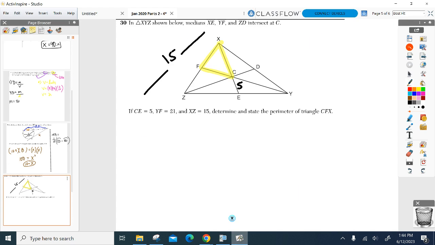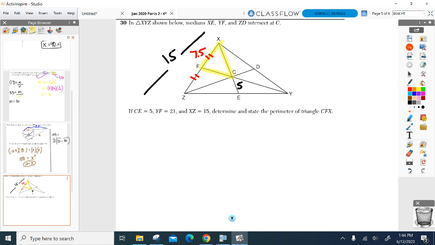It bisects the side it's drawn to, because it's drawn to a midpoint. Medians come from a vertex to a midpoint. So that must mean F is a midpoint. FZ is congruent to XF. So that first side of the triangle, 7.5. Other 2 sides. Here we go.